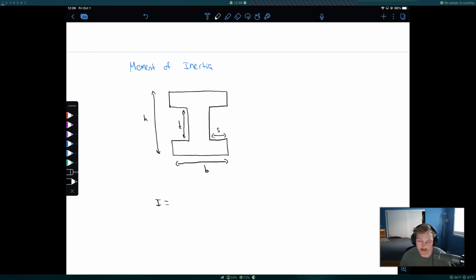So what we have here, at least how I did it, is 3 rectangles. We have one big rectangle, and we're going to calculate the moment of inertia for that: 1 divided by 12 times the base times the height cubed. And then we have 2 small rectangles, and we're going to subtract their moment of inertia. So these 2 small ones.